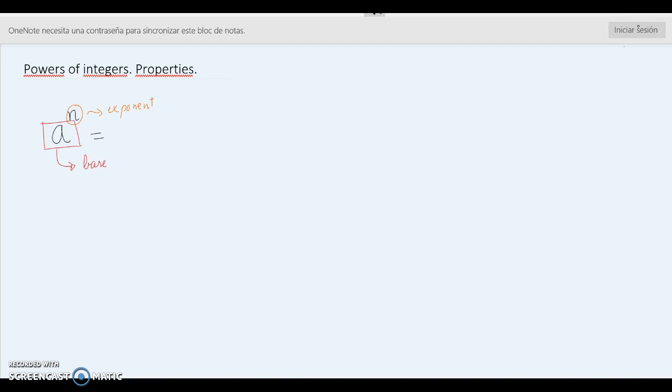So the power is a product where the factors are the letter A. Okay, so how many times do we have to multiply the A? So many times as the exponent says, so n times. For example, if we have 3 to the power of 2, this is the same as 3 times 3. Okay, 2 times, we multiply the 3 2 times, so this is 9.